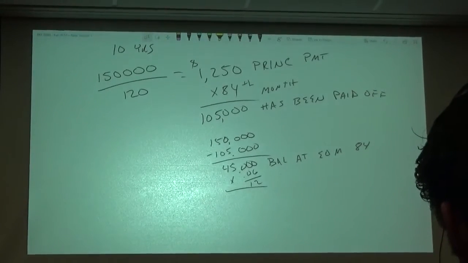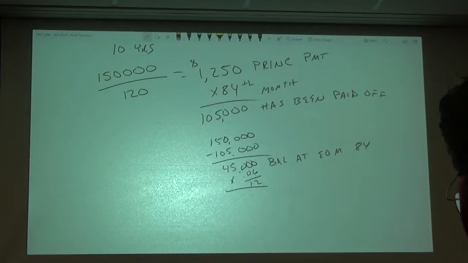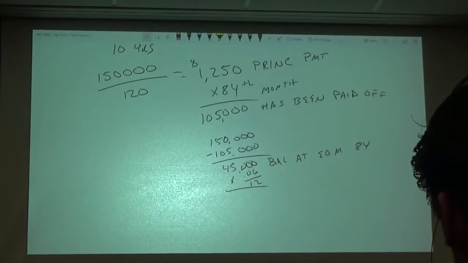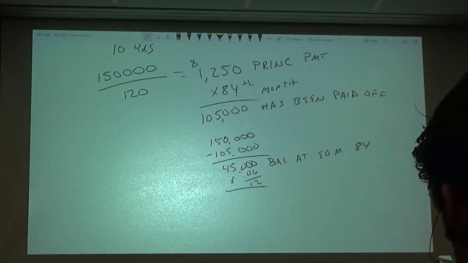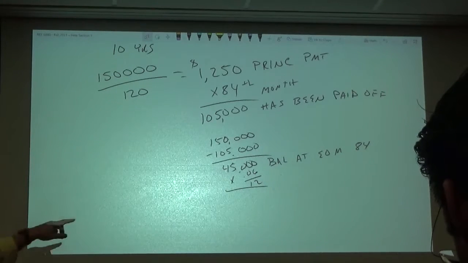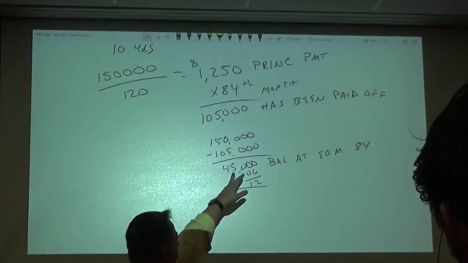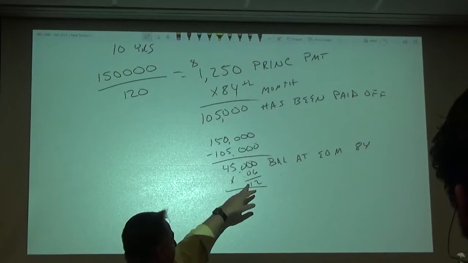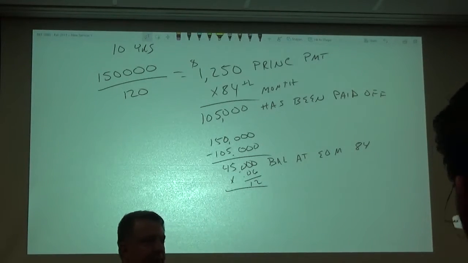Okay. That's it. I have a question. When putting this into the calculator, what's the correct way to put it into the calculator? Okay. What I do, in terms of the order of operations, is I just take 45,000 times 0.06 divided by 12.